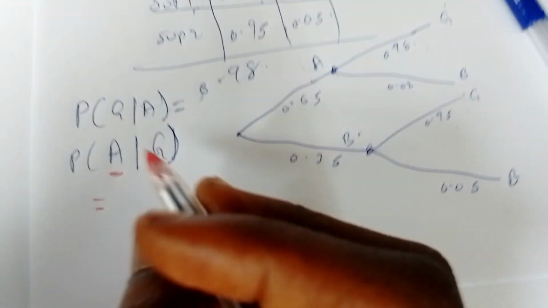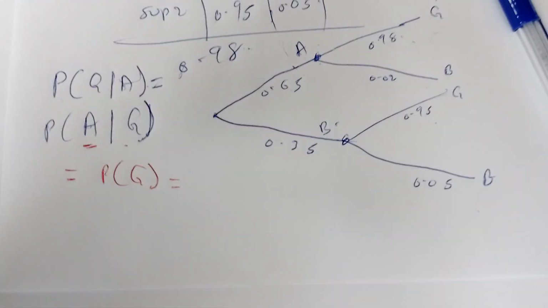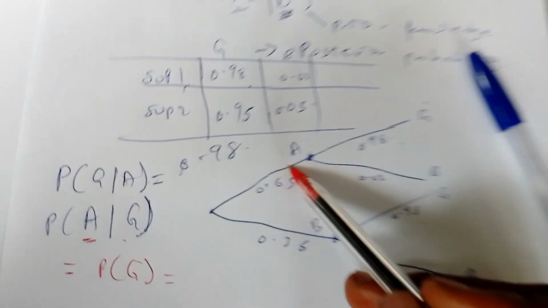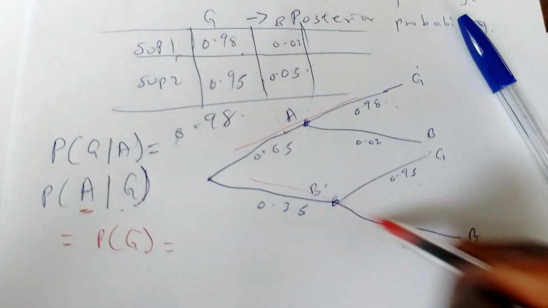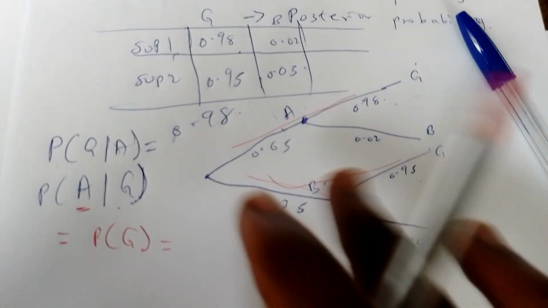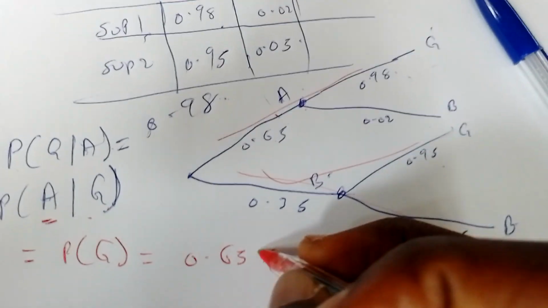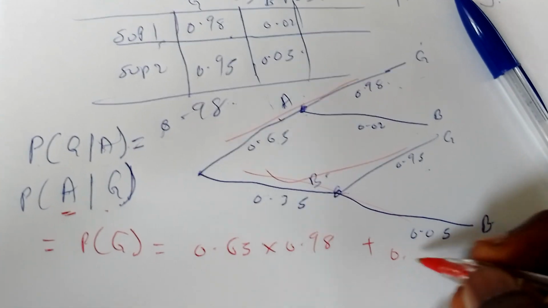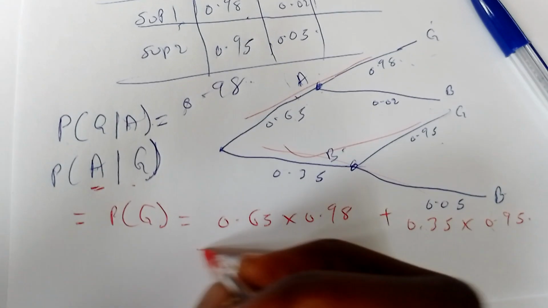If you have to solve this, what do we do first? First you have to find the probability that it is good. It's good if it's from A and it's good, or it's good if it's from B and it's good. So this is your good line. Here that will be 0.65 times 0.98 plus 0.35 times 0.95.